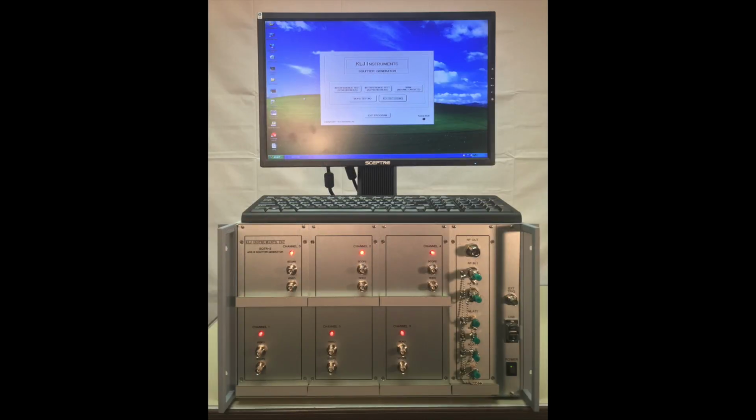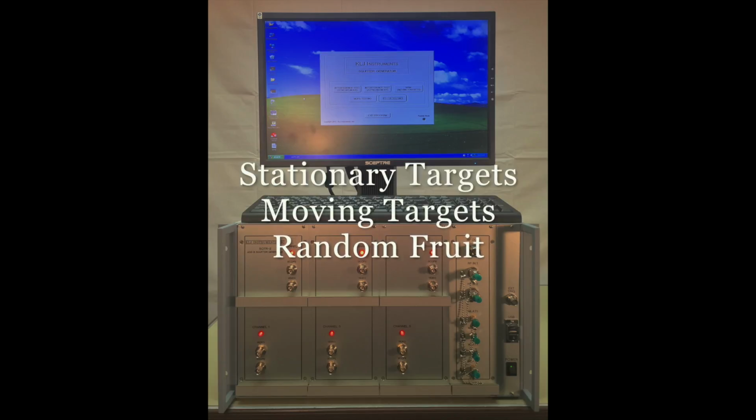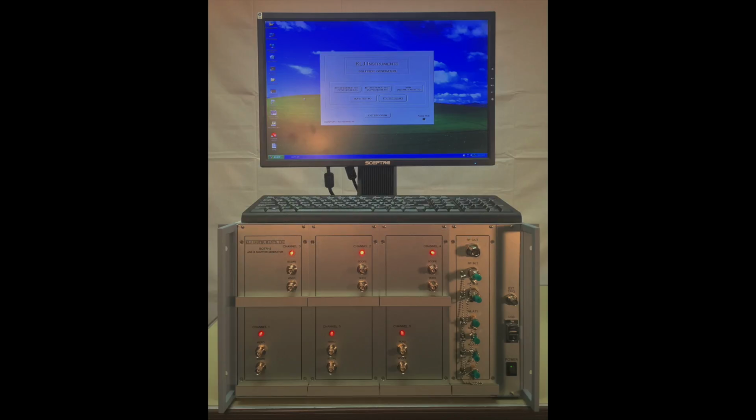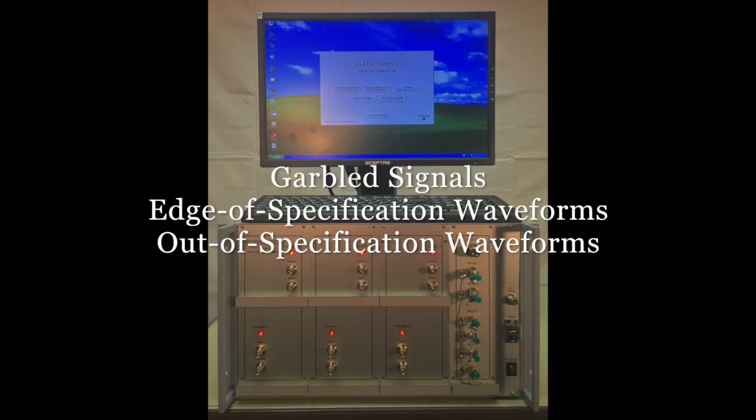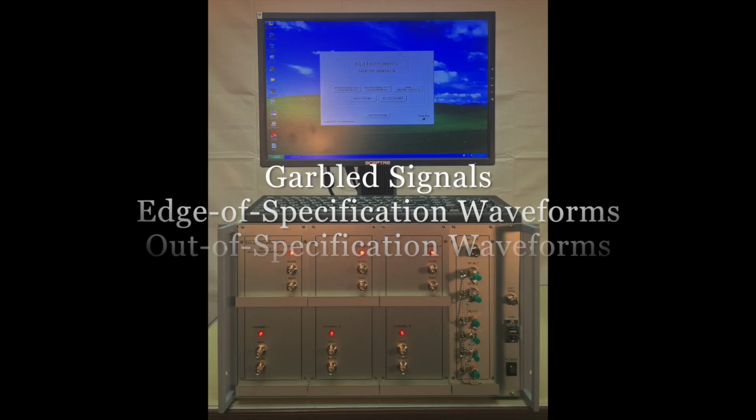I would like to take a few minutes to introduce you to the SQTR-2M ADSB squitter generator. The SQTR-2M is a signal generator for testing ADSB receivers. It has the capability to generate stationary targets, moving targets, and random fruit. It can also generate garbled signals, edge of specification, and out of specification signal waveforms.